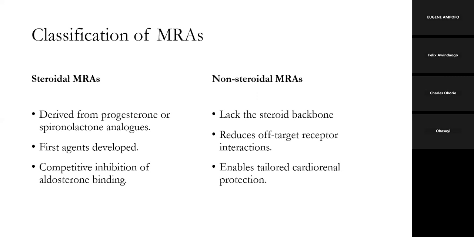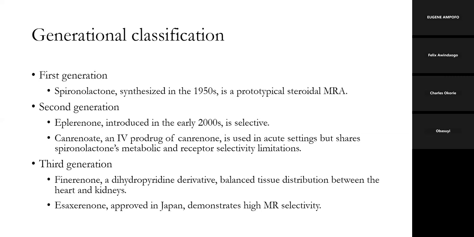The main difference is that the steroidals derive from progesterone and the spironolactone analogs. So it has a steroid backbone, whilst the non-steroidals do not have a steroid backbone. And these were the first agents to be produced, and they are competitive inhibitors of the binding site of aldosterone. The non-steroidals also compete, but don't actually bind to the binding site of aldosterone. It actually binds to the complex of the mineralocorticoid receptor and aldosterone and then causes a conformational change. So it is not able to exert its gene transcription or genomic effects on the renal tubular cells and other cells.